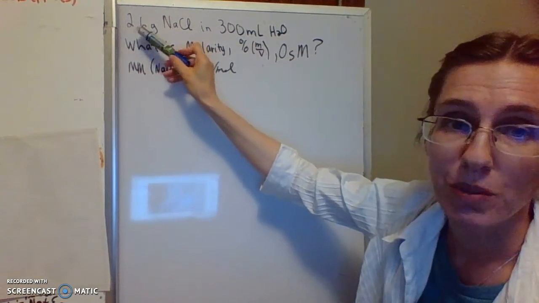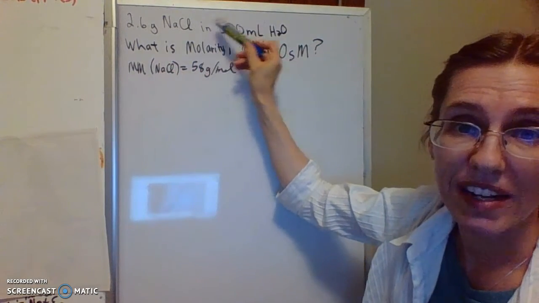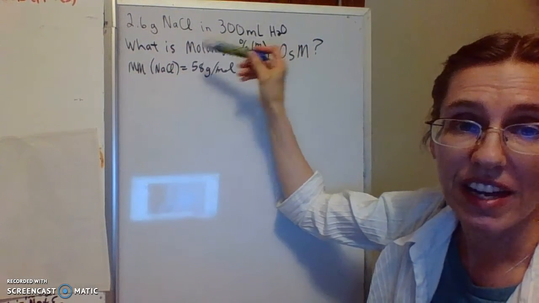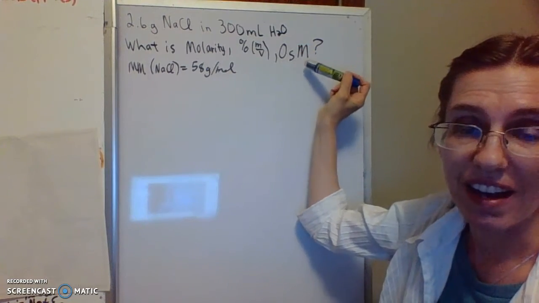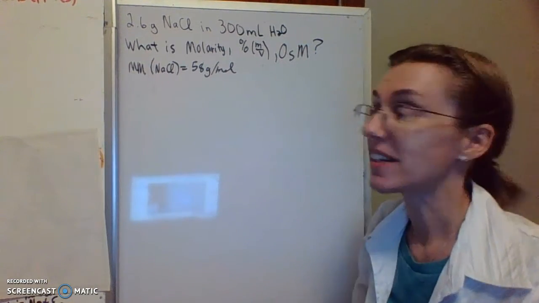So it says we've got 2.6 grams of sodium chloride in 300 milliliters of water. It asks for molarity, percent mass to volume, and osmolarity. So let's go ahead and get those going.